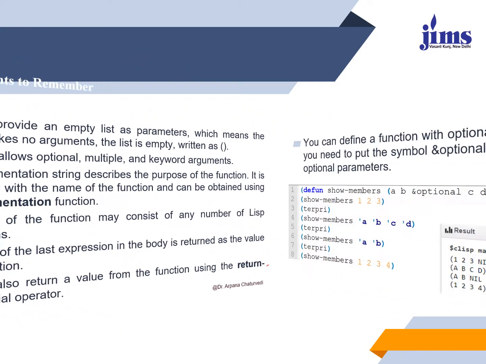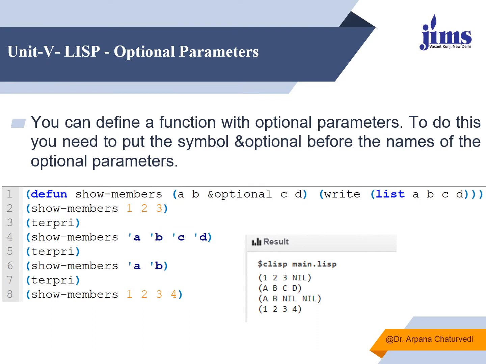Now see, first of all, I said we can pass three types of arguments or parameters. One is optional, another is rest, and third is keyword. So first let's talk about the optional parameter. You can define a function with an optional parameter using the symbol &optional before the name of the optional parameter. Whenever you are giving any optional parameter which is not mandatory to be passed while calling a function, we have to use the symbol &optional.